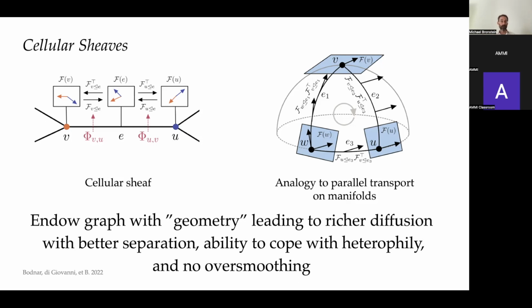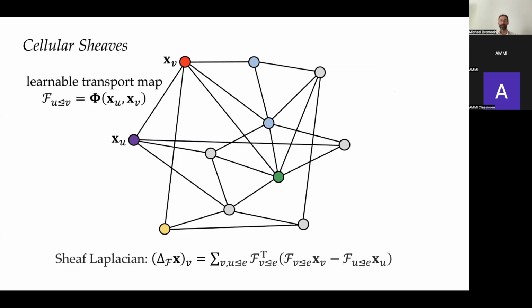And it's an object that is studied in algebraic topology. Basically the idea here is that we can invent the sheaf on a graph. So you can give me a graph, and I can build a sheaf that is the best for certain tasks. So we can define some way of transporting vectors between adjacent nodes. We can define an analogy of the Laplacian, right?